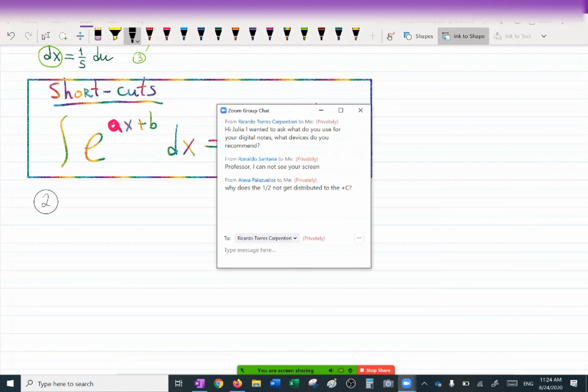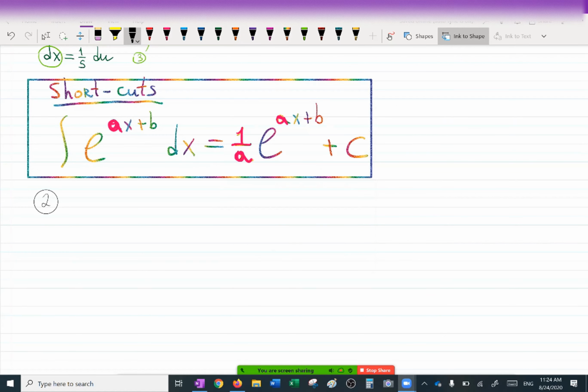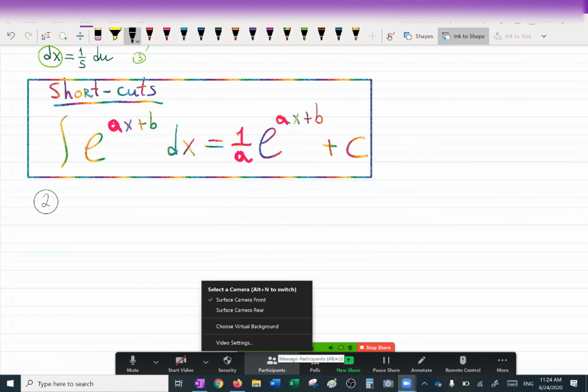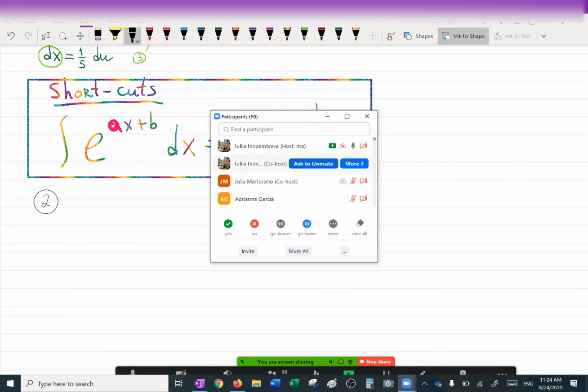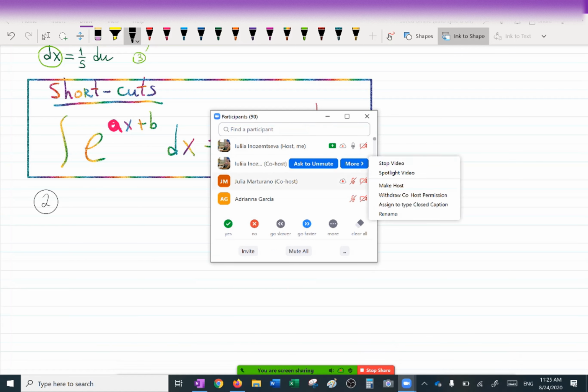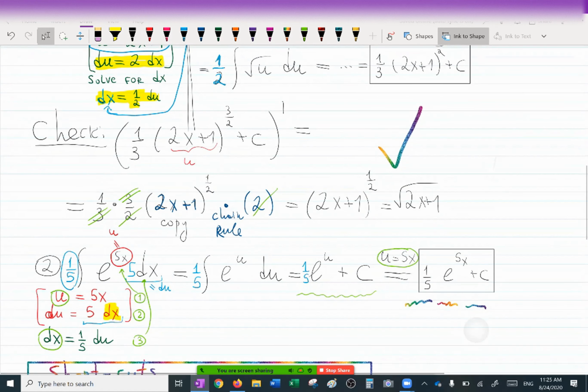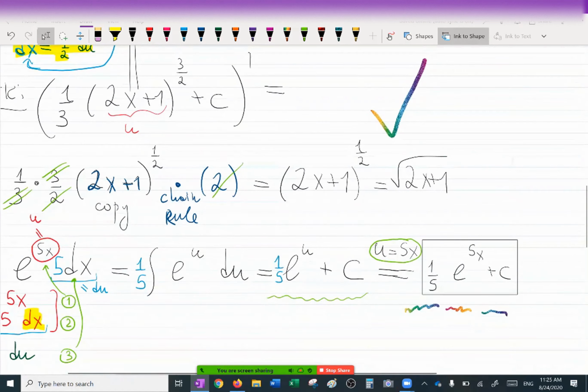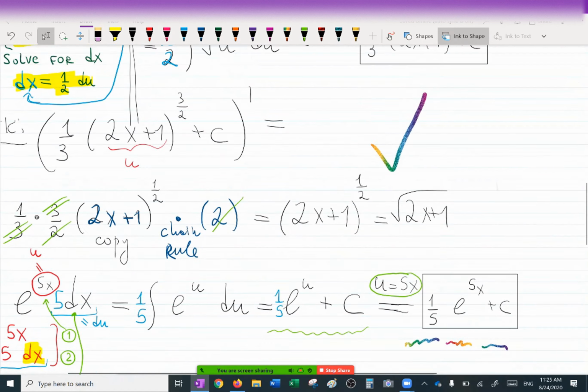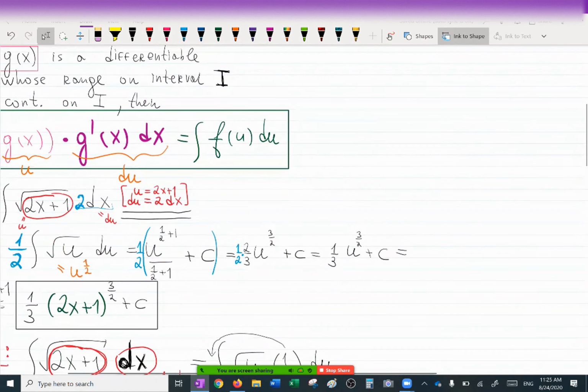Why is it not sticking to here? So it does not get distributed. Oh, very good question. Interesting that I don't see it here. Okay, fine, my chat is glitching. I know why. Co-host, more. Okay, now it should be good. Why over here did the 1/2 or 1/5 not distribute to the plus C part, especially over here?